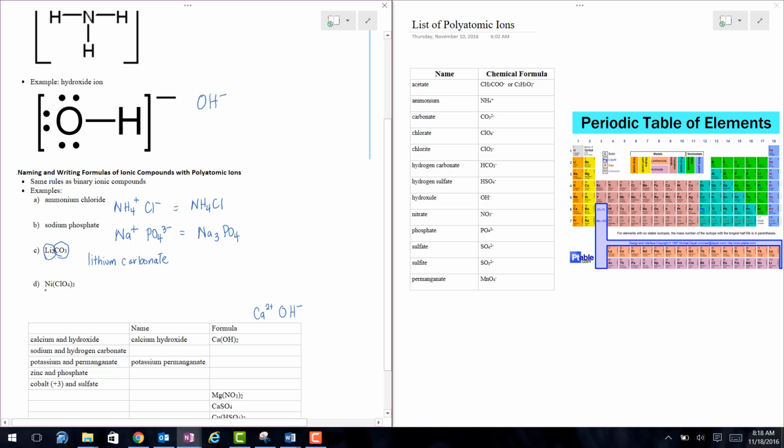In this last example here, we have nickel, and then we have ClO4. So I look at the list. ClO4 has a charge of -1, and that is chlorate. So I know that it's going to be nickel chlorate, but because nickel is a transition metal, I need to identify the charge. So just like I did with binary compounds, I'm going to do the reverse cross. So I'm going to bring the 3 up, and I know the charge on the nickel is +3. So ClO4-, in brackets, I need to put the 3.